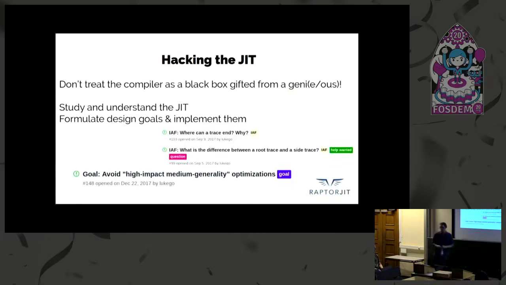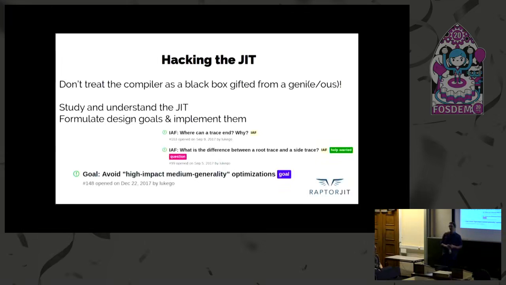So with RaptorJIT, instead of treating the compiler like a special sauce that you throw into your Lua programs to make them magically faster, we want to foster a culture of understanding the JIT compiler. And with that understanding, we want to formulate design goals and implement them. And this should, in turn, make the JIT compiler easier to understand and, most importantly, easier to leverage. And the issue referred to below here talks about avoiding high-impact medium generality optimizations. I touched on this before.